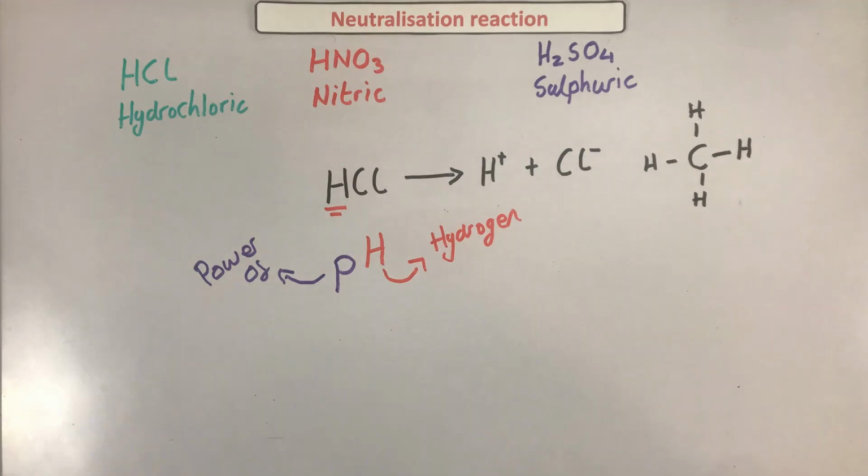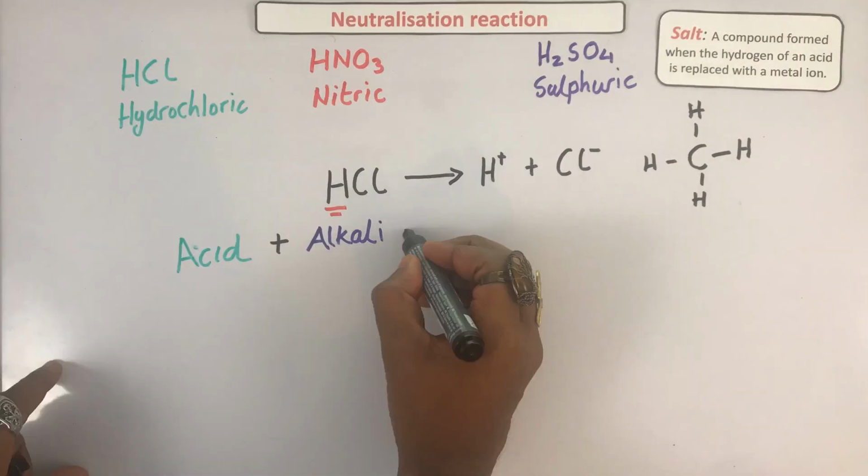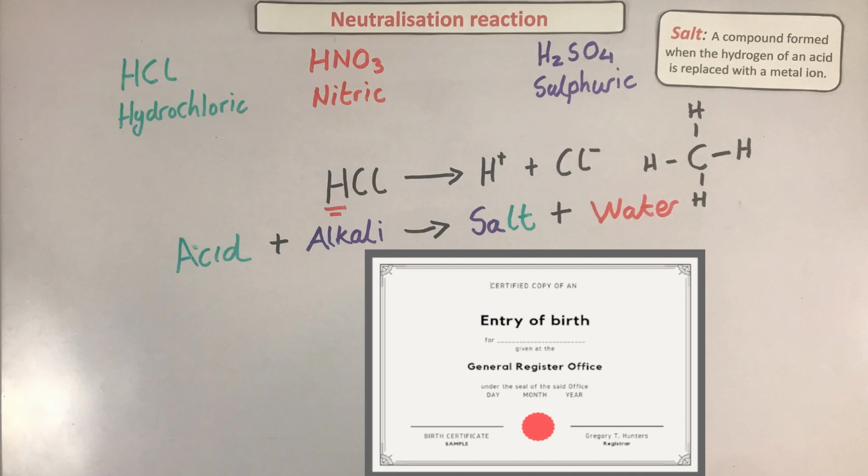A salt is a substance in which the hydrogen of an acid is replaced with a metal ion. When an acid and alkali react, we get salt and water. Salts have 2 names. Think of it like a first name and a surname. Let's first look at a reaction between a metal hydroxide and an acid to show this.